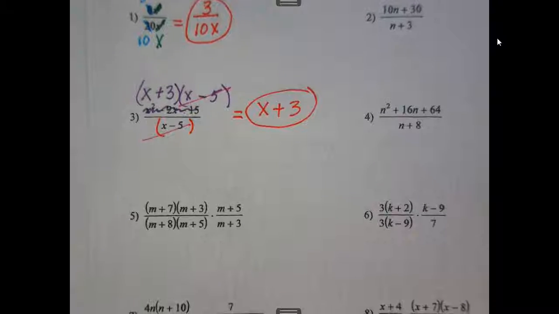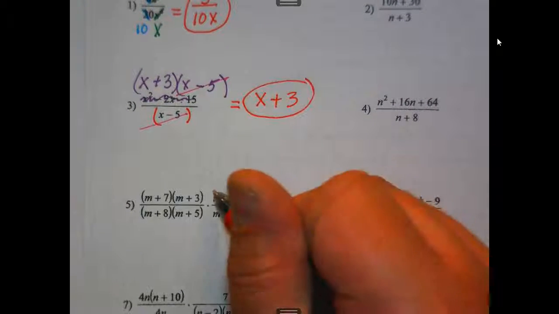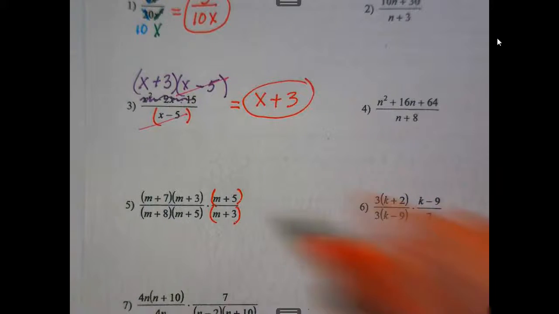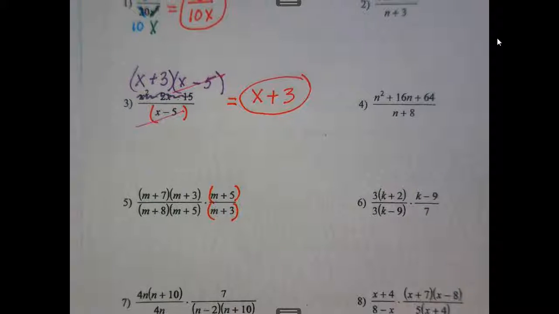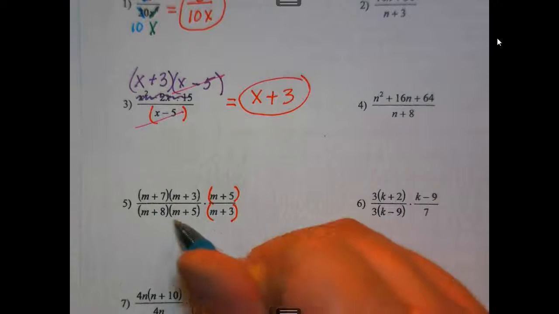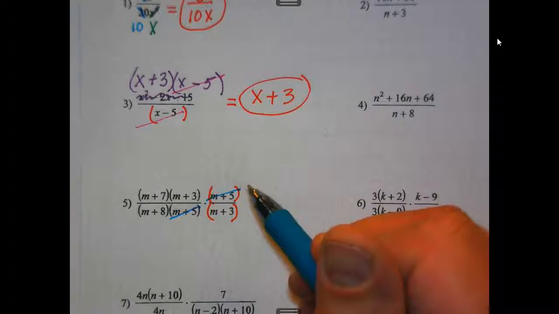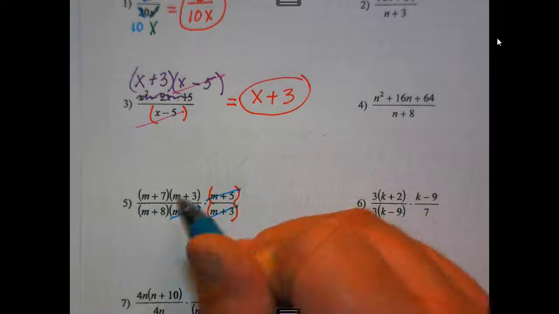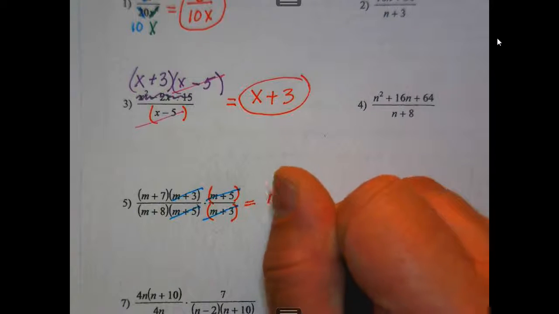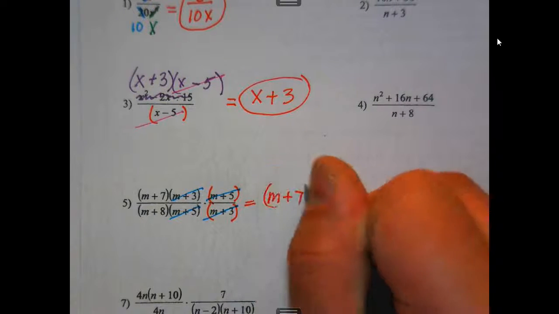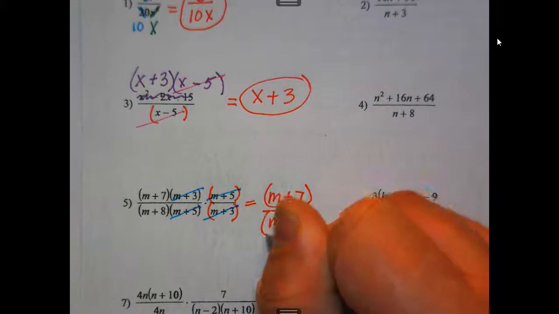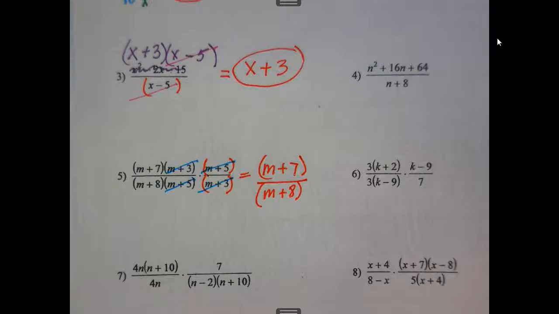Number 5. They were very kind to me by factoring everything. I'm going to go ahead and put parentheses around my quantities. Let's see, I can cancel out m plus 5, m plus 3. So I get m plus 7 over m plus 8, and I'm going to put parentheses around these to prevent me from canceling out the m's.